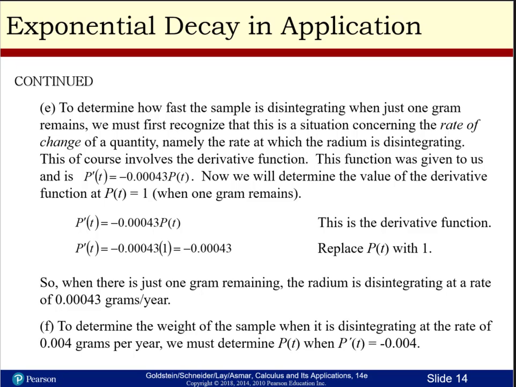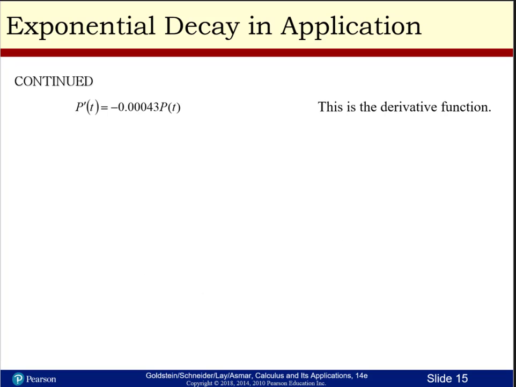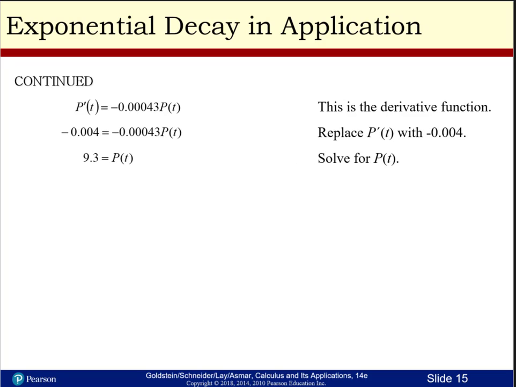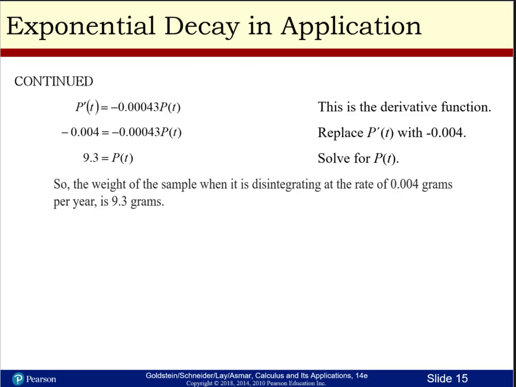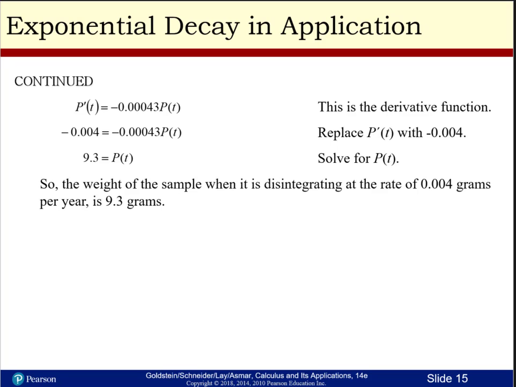The F part of this: to determine the weight of the sample when it's disintegrating at a rate of 0.004 grams per year, we must determine P of t when P prime equals negative 0.004. Just plop that in for our P prime, solve for P of t, and we get P of t equals 9.3. So the weight of the sample when it is disintegrating at the rate of 0.004 grams per year is 9.3. All right, one more.